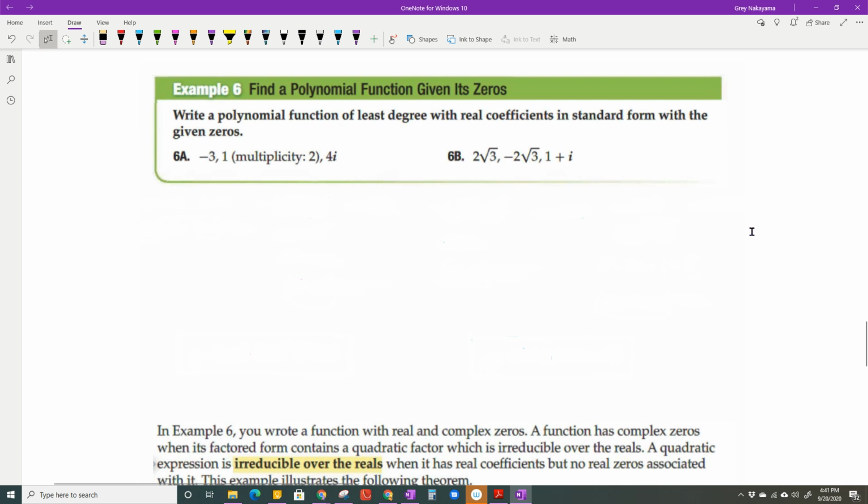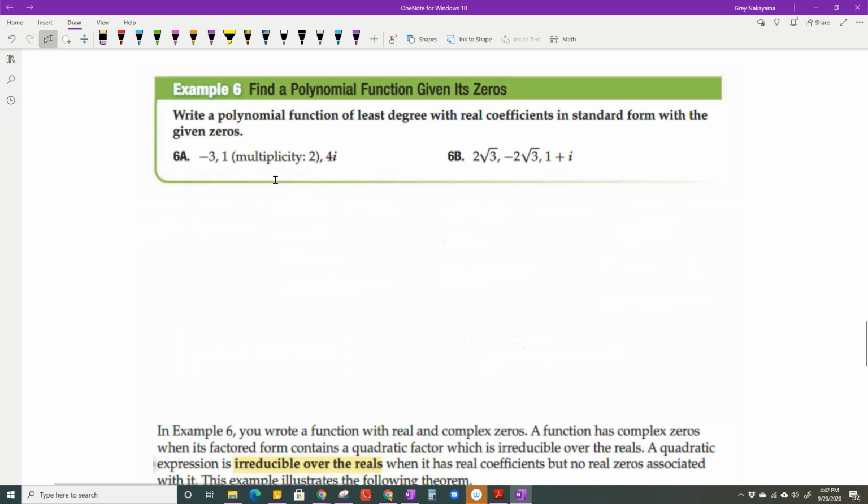Now, before you found those zeros from the graph, but that's because they were all real zeros. And remember, complex zeros aren't going to cross the x-axis, so we aren't going to know what they are by looking at a graph. So this is doing it when you are just told what the actual zeros are. So we are to write a polynomial function of least degree with real coefficients in standard form with the given zeros. So in 6a, I have negative 3, 1 with a multiplicity of 2.